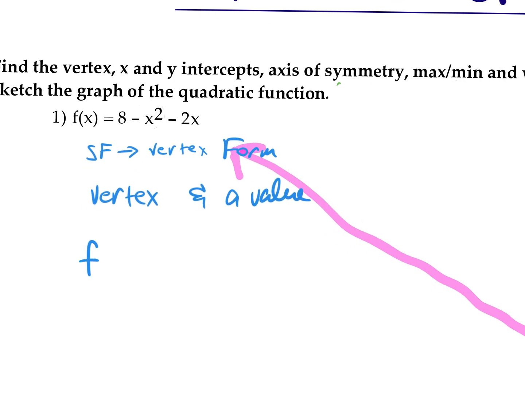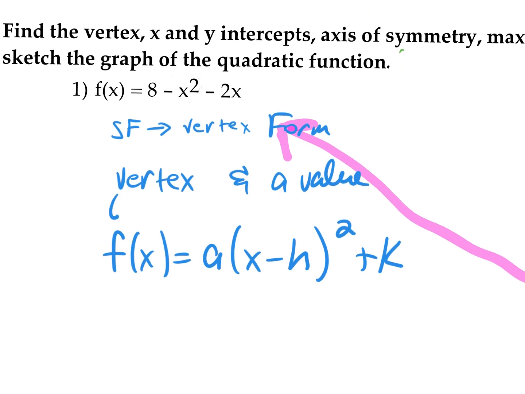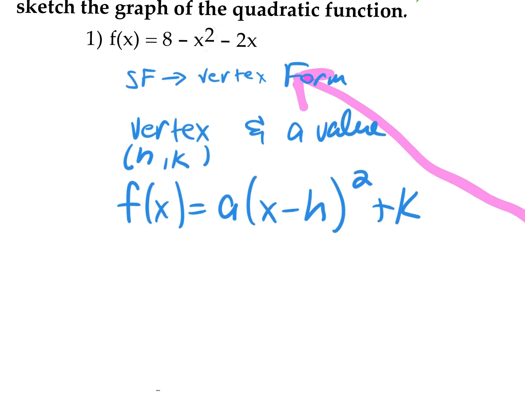Your vertex form is f of x equals a times x minus h squared plus k. What is your h and your k? That's your vertex. Your vertex is the x part and the y part, the h and the k. All right, so you have to have the vertex and the a value in order to write an equation in vertex form.